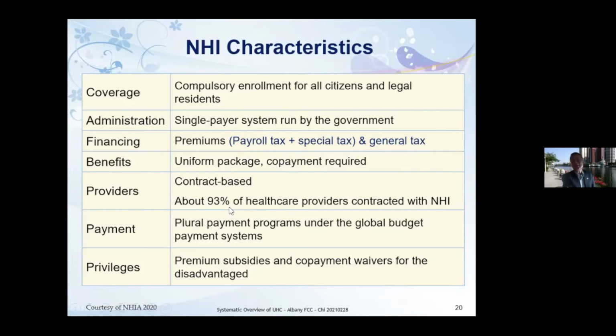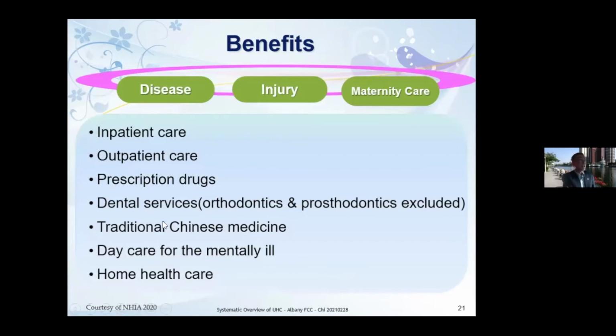About 93% of the nation's providers are contracted. And they have a complex payment system, but with the global budget as the main framework. And there are also subsidies and waivers for low income. And it has a very comprehensive benefit, and even covers Chinese medicine.